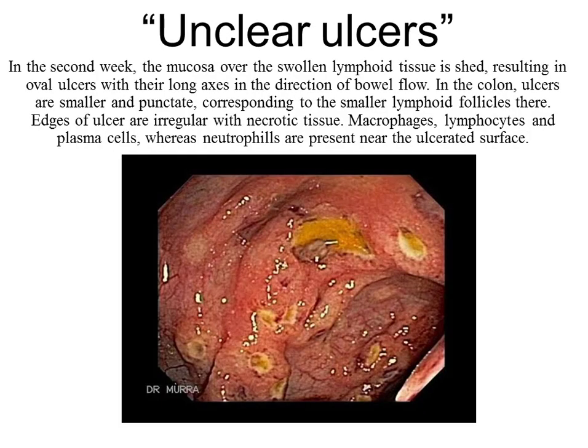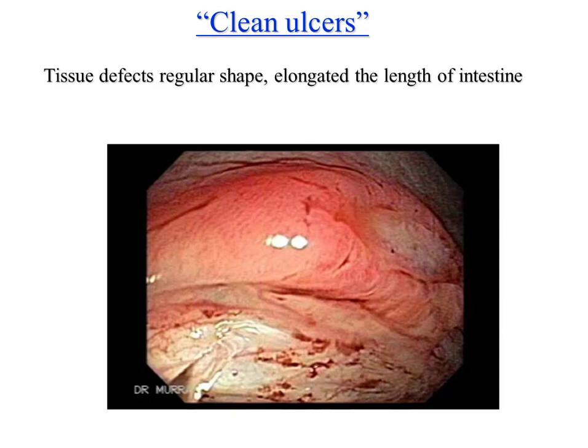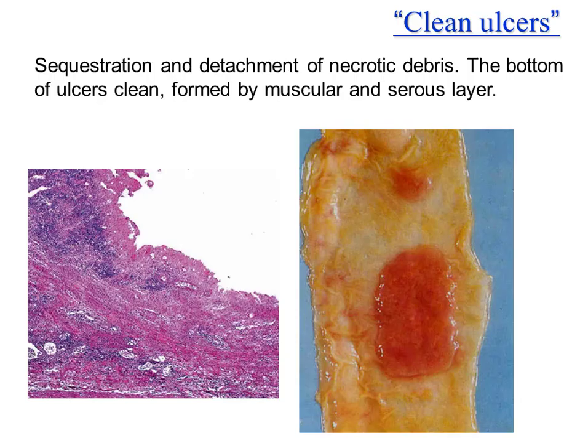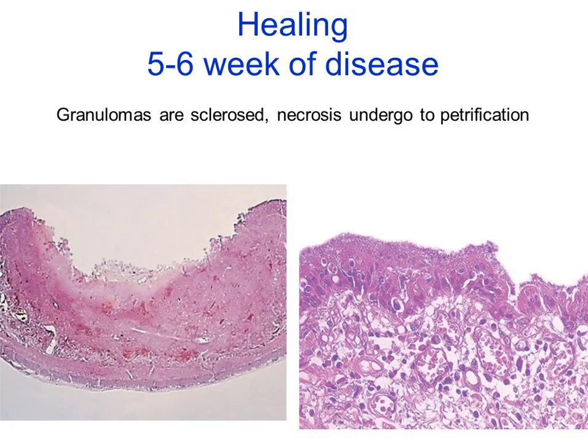Stage of ulceration. It's characterized by sequestration and rejection of necrotic masses. Stage of clean ulcers. Formed ulcers are located on the longitudinal axis of the intestine. Their edges are smooth, slightly rounded. The bottom is formed by the muscular layer, sometimes the serous membrane. Stage of healing. It's characterized by proliferation of granulation tissue, after that, with formation of fibrous tissue and also accumulation of calcium salts, a condition we name petrification.